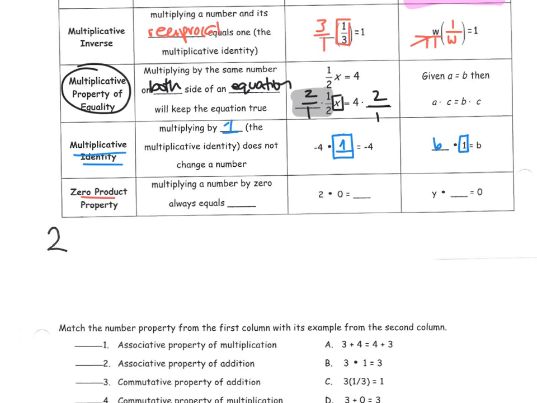The zero product property just says if I multiply any number by 0, it's always going to be 0. So if I have 2 times 0, I get 0. And then I have y times 0, I'll get 0.